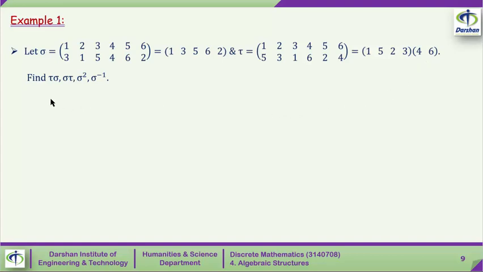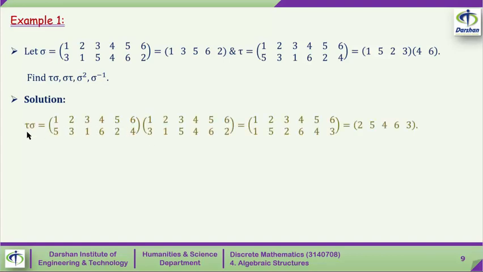Now we have to find tau of sigma, sigma of tau, sigma square and sigma inverse. So solution. First, tau of sigma means tau and sigma. So this is tau and this is sigma. Now we take the composition of tau with sigma. So here first we write the elements of sigma, 1, 2, 3, 4, 5, 6.